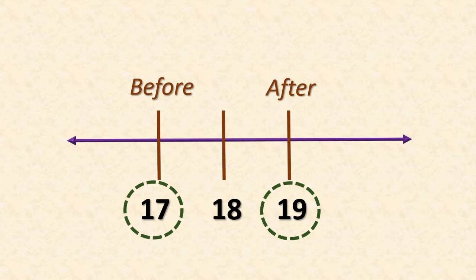Right? Before number is 17. After number is 19. And which is in between? Yes. 18 is in between 17 and 19. Got this, children? Here you can say 17 and 19 are the neighbors of 18. Okay?